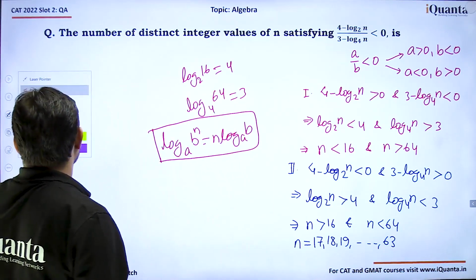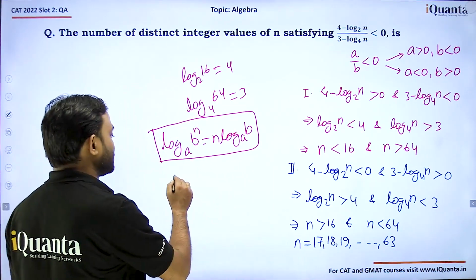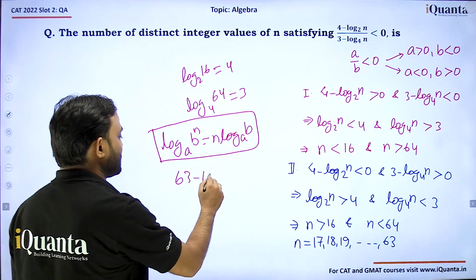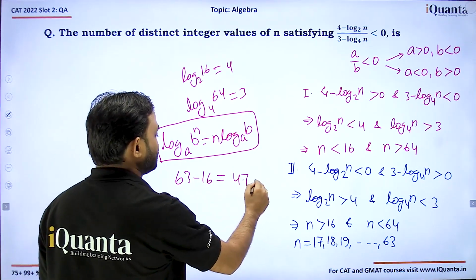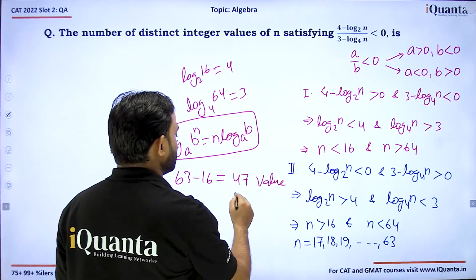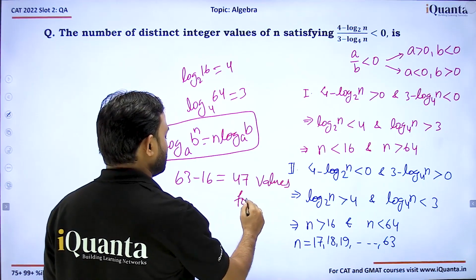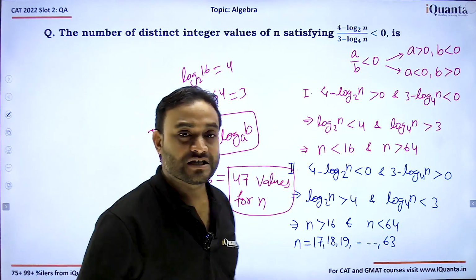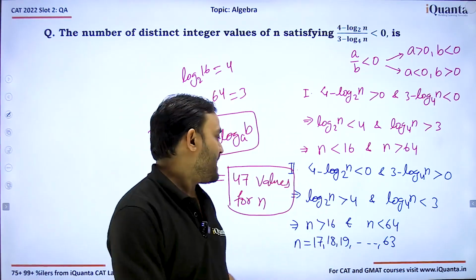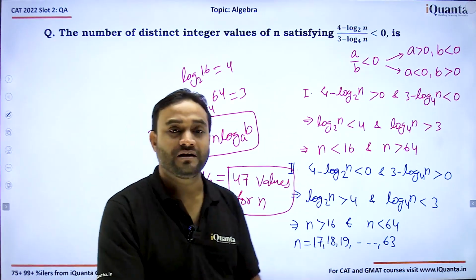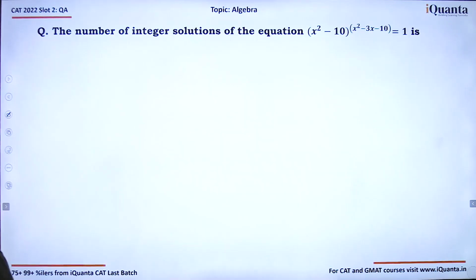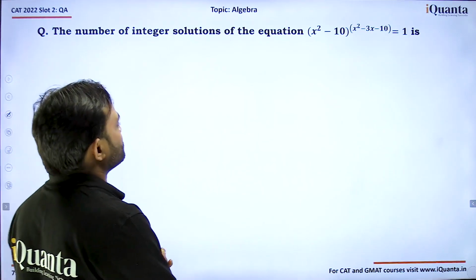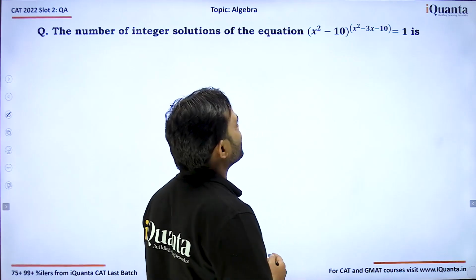So what values do we take? How many values can we take for n? So 63 minus 16, 47 values are possible for n here. Again, this was a theta problem where you need to fill the answer, and the answer that you need to fill is 47.